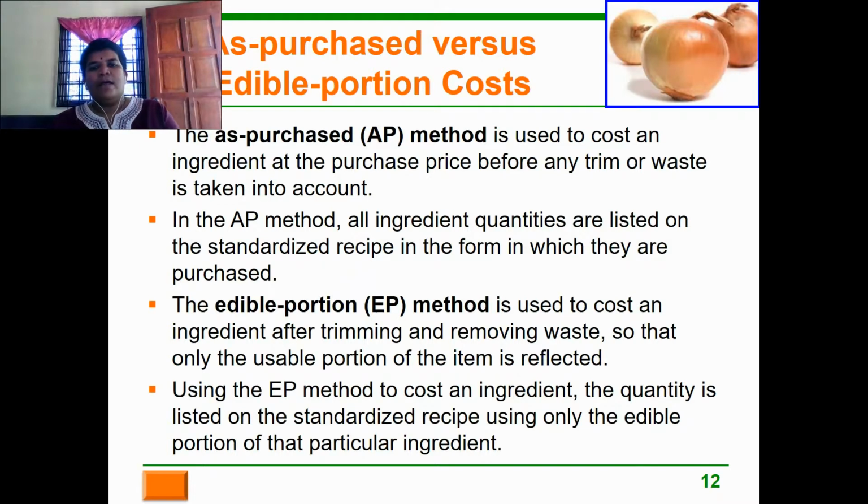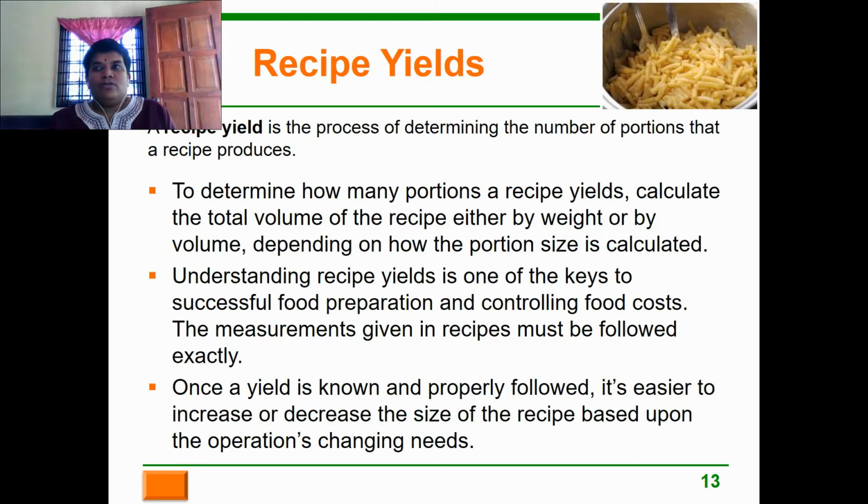The edible portion method is used to cost an ingredient after trimming and removing waste, so that only the usable portion of the item is reflected. Using the EP method to cost an ingredient, the quantity is listed on the standardized recipe using only the edible portion of that particular ingredient. So we have the AP method and the EP method.